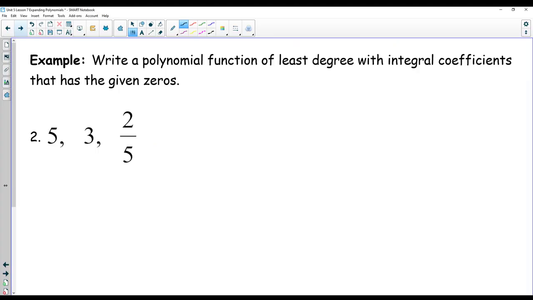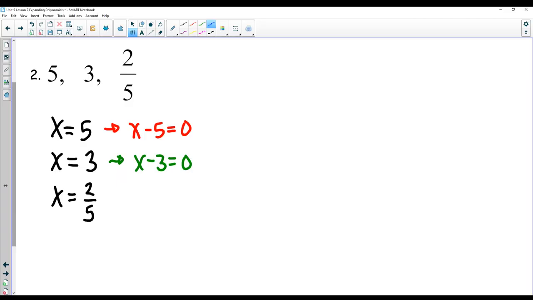Jumping into the next one. Again, no radicals, no i's, so we don't have to consider conjugate pairs for this one. This one's a straightforward one, like the last one. The only thing that's a little bit different is that 2/5, and I'm going to show you what to do with that in a second. The first two are self-explanatory. We did those in the last one.